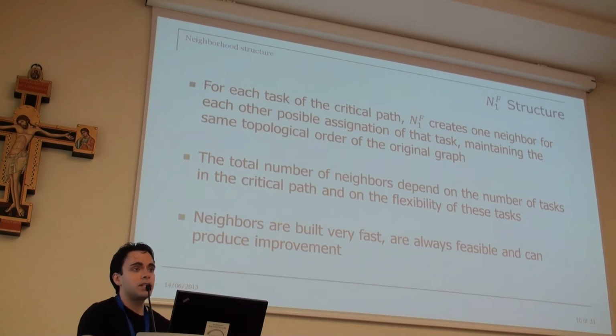Okay, when we change the machine assignation of one task, there is one decision to make: in which position of the new machine we have to insert the task. In this work, we choose to insert the new task in such a position that the topological order of the graph is the same before and after the move. In this way, we can prove that the resulting schedule is always feasible and can produce improvement. The number of neighbors created with this structure depends on the length of the critical path and on the number of machines which can process each of the tasks.